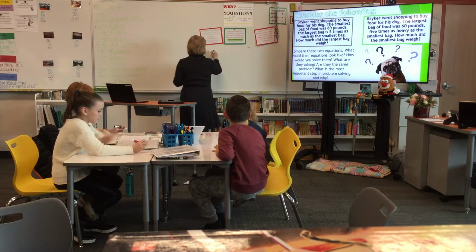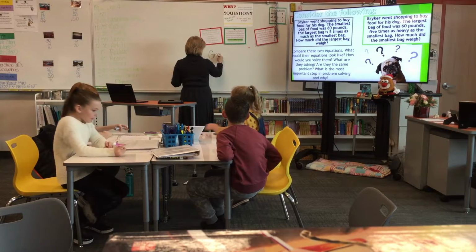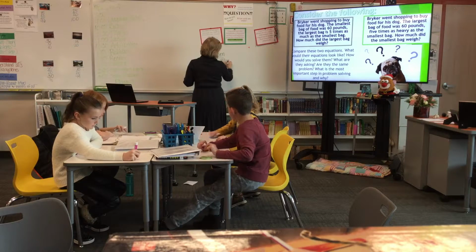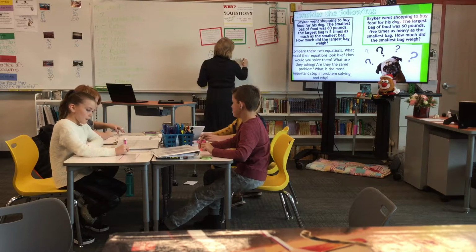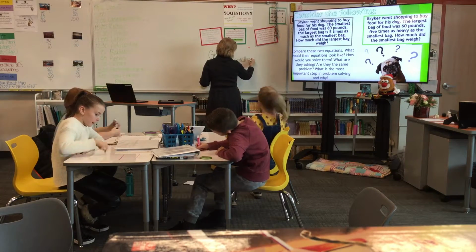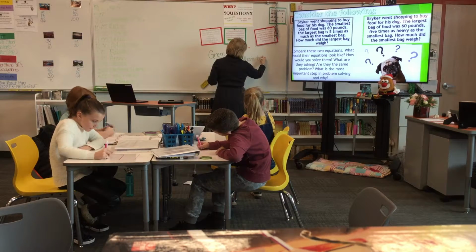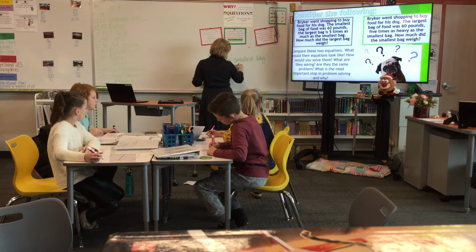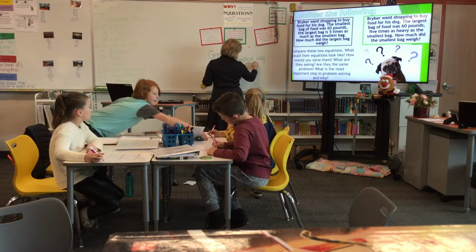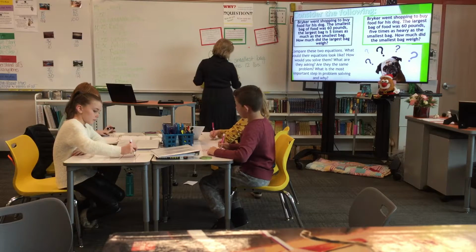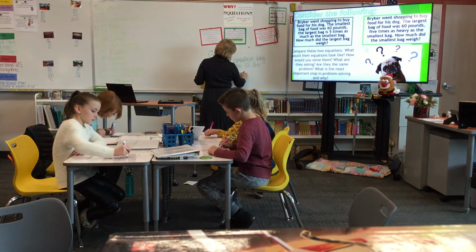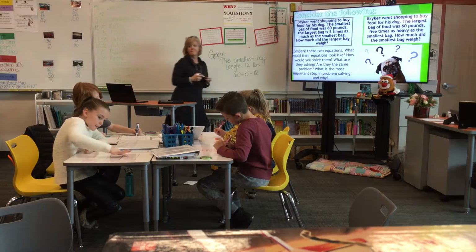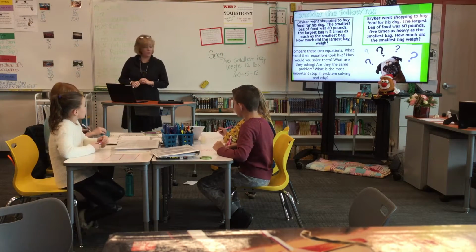So the green one, our answer was 12. What did you guys tell me the smallest bag weighed? 12. Okay. The smallest bag weighs 12 pounds because I did 60 divided by 5 equals 12, right? Now see if you can figure out the gray one.